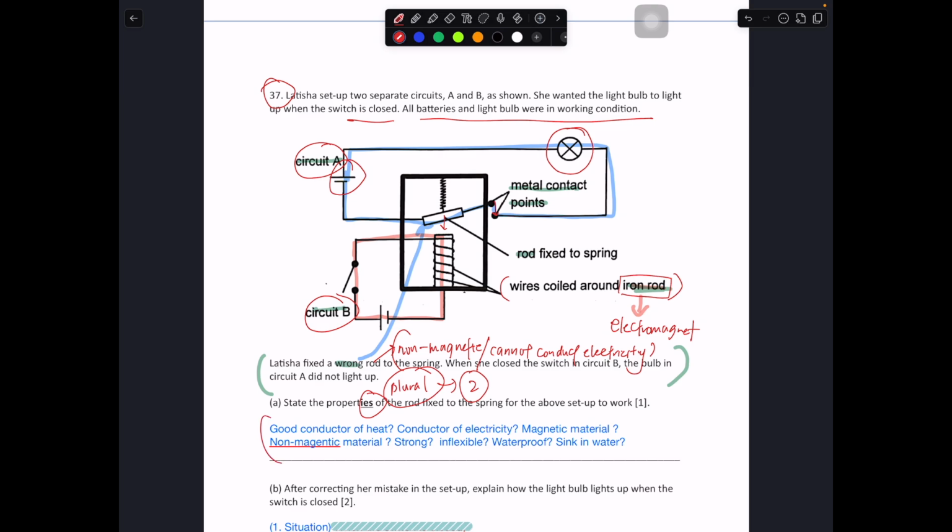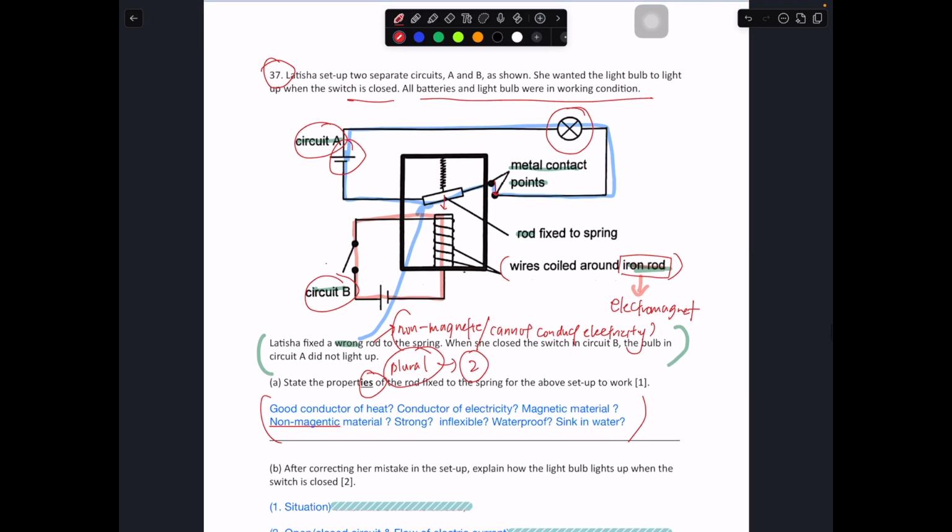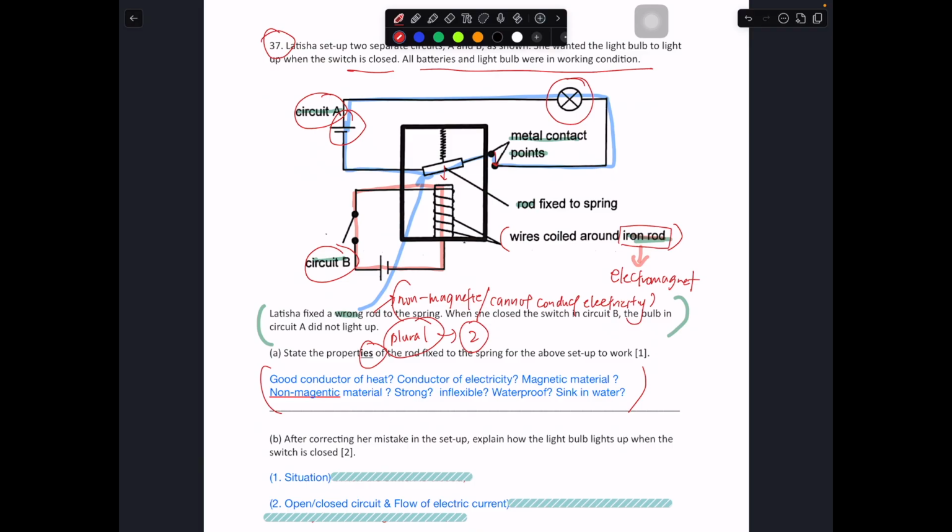You have all these properties: good conductor of heat, conductor of electricity, magnetic material, non-magnetic material, strong, inflexible, waterproof, and zinc. Does it mean that we write everything? No, we only write the ones we want for the setup to work. We already identified that the rod might be a non-magnetic material, or it cannot conduct electricity. So in order for the bulb to light up, we must choose number one, conductor of electricity, and number two, magnetic material. These are the two answers. Conductor of electricity and magnetic material must be the correct properties of the rod that's fixed to the spring for the whole circuit A to work.